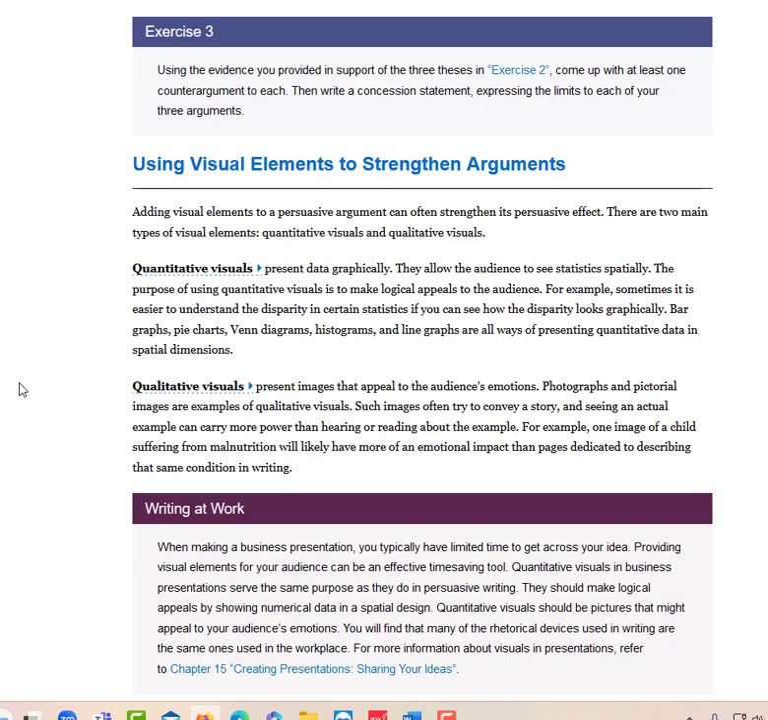So whenever you use graphs, pie charts, Venn diagrams, line graphs, any kind of percentages or numbers, you add credibility to your paper. And so when you add numbers to your paper, you have to cite the source as a direct source. Qualitative visuals present images that appeal to the audience's emotions. Photographs and pictorial images are examples of qualitative visuals. Such images often try to convey a story, and seeing an actual example can carry more power than hearing or reading about the example.